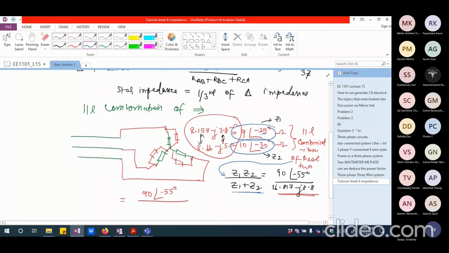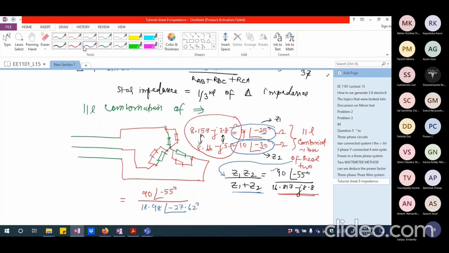Now this 16.817 minus j 8.8, again, unless I convert it into polar form, it's not going to be easy for me to divide this by this. So I'm going to convert this into polar form. When I convert this into polar form, it happens to be 18.98 angle minus 27.62. This is what I'm getting.